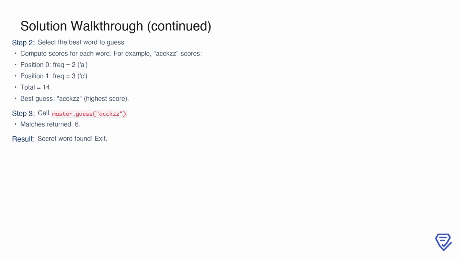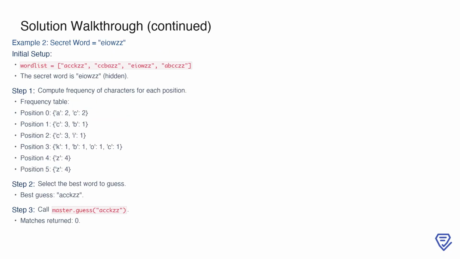We then call the master.guess function with axe, and it returns 6 matches. Since the number of matches equals the length of the word, we know we've found the secret word and can exit the process. In the second example, the secret word is IOs.